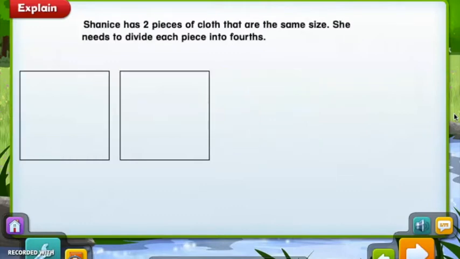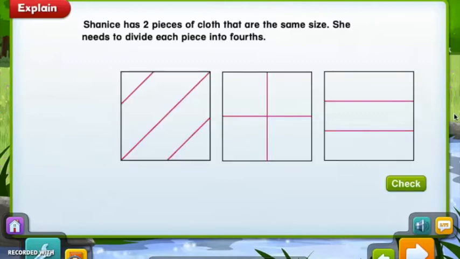Let's try another problem. Shanice has 2 pieces of cloth that are the same size. She needs to divide each piece into fourths. What are 2 different ways she could divide the cloth? Select a way Shanice could divide the cloth into fourths.